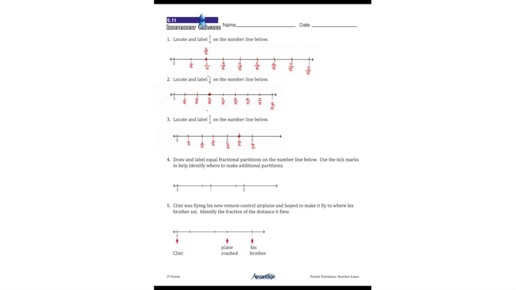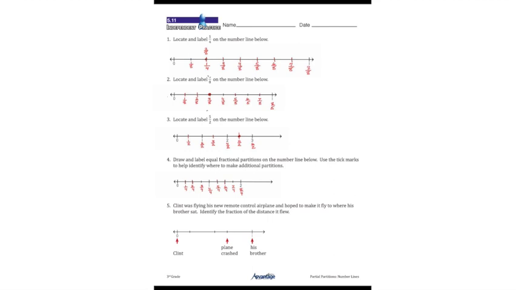Number 4, draw and label equal fractional partitions on the number line below. Use tick marks to help identify where to make additional partitions. Ooh, I can see there was one line on there, but it wasn't right in the middle, was it? So I could put one right in the middle if I wanted to split them into halves, or I could do that as well. Okay, broke it into fourths. I can see that where that tick mark was 3/4 and 7/4.